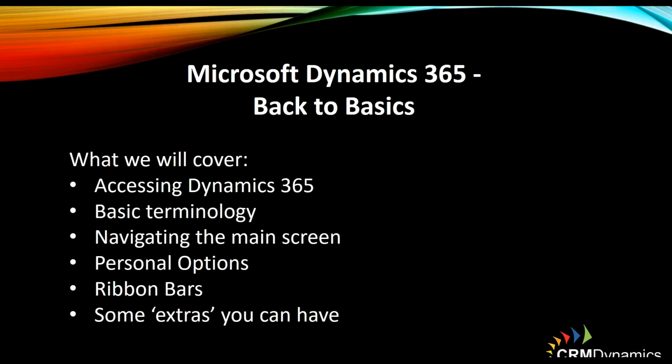So what we're looking at is not getting into too much depth, but accessing CRM. How do you do that? What's the best way? Some of the basic terminology, looking at the first main screen in terms of what's at the top and what's at the bottom. Looking at some of the personal options you can set, and then some of the ribbon bars. And at the end, I'm throwing in a couple of things that you may not be able to do, or may not even have access to, just to make you aware that these are some of the things available from the system when you start using it.